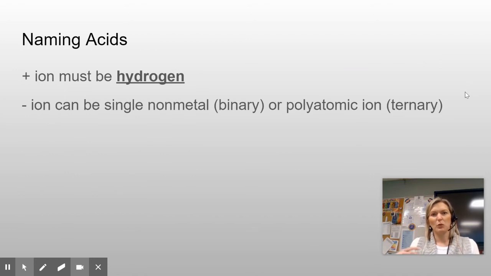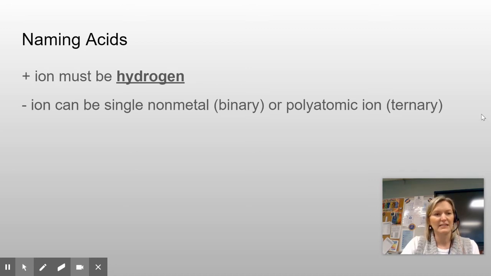Now, naming acids, when we do this, our positive ion has to be hydrogen. Not all acids have hydrogen as you're starting, but the majority of what we're dealing with, your positive ion will be hydrogen, and your negative ion can be single nonmetal, like binary, or a polyatomic, which would be ternary. So like HCl would be binary. We have a hydrogen and a chlorine. So that's hydrochloric acid. Or phosphoric acid, that'd be a hydrogen with our phosphite.